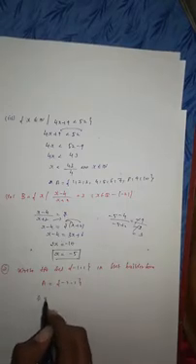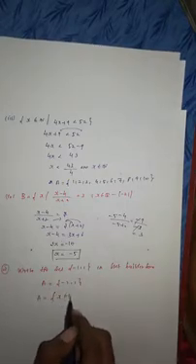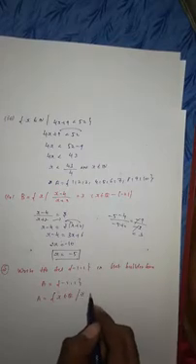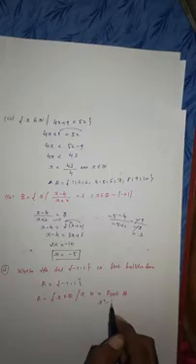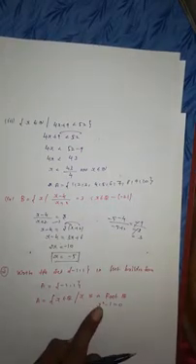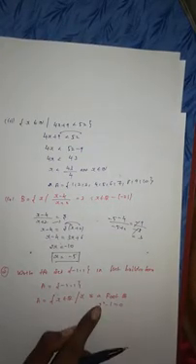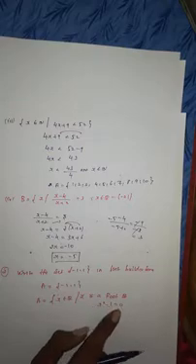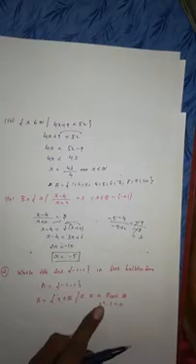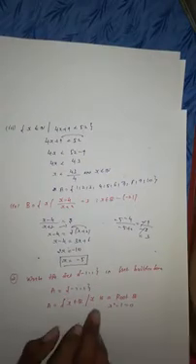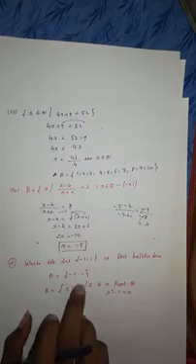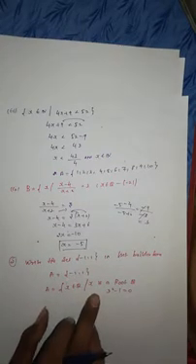I can write A is equal to the set of all x in R such that x is a root of x square minus 1 is equal to 0. For what values of x will this be 0? See, if I put 1, 1 square minus 1 is 0. If I put minus 1, again minus 1 square is plus 1, so plus 1 minus 1 is again 0. So I can write the set builder form like this.